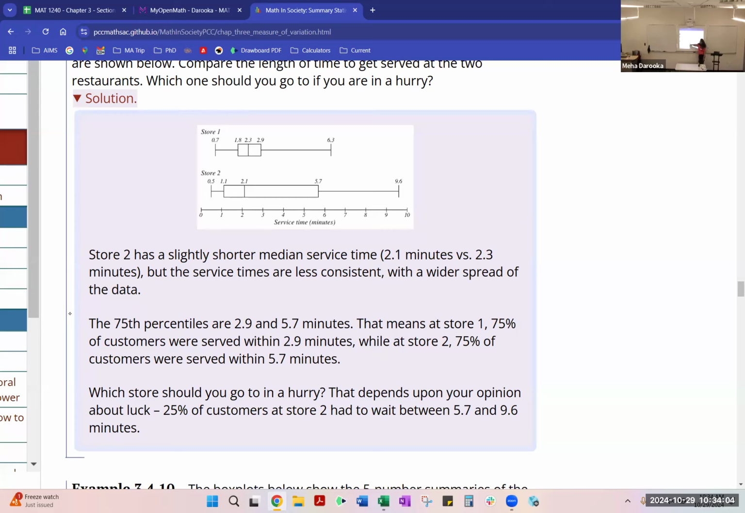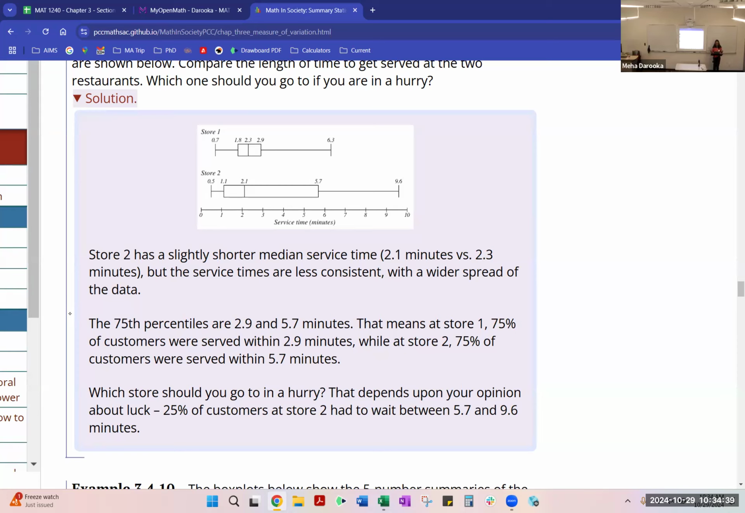And then they're talking about looking at just the box. So you can see even at the 75th percentile, or quartile 3 mark, you're at 5.7 versus 2.9, right? So even if you just look at the interquartile range, that's a pretty significant difference, almost double between store one and store two. That means 75% of the customers at store one are served within 2.9 minutes, whereas 75% of the customers at store two will take about 5.7 minutes.